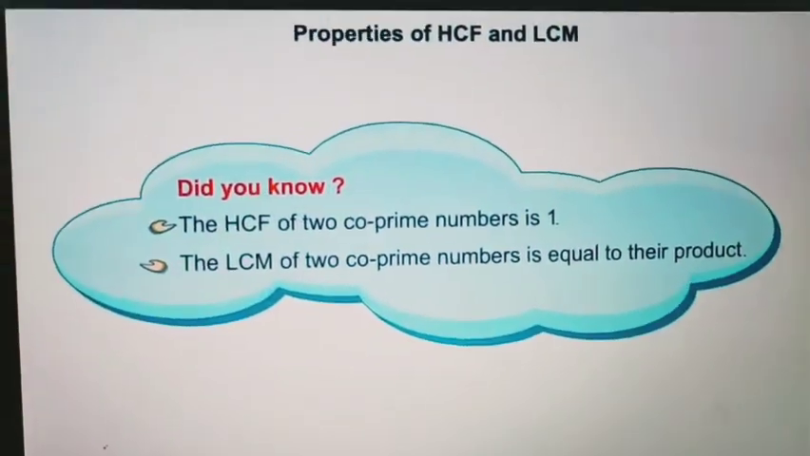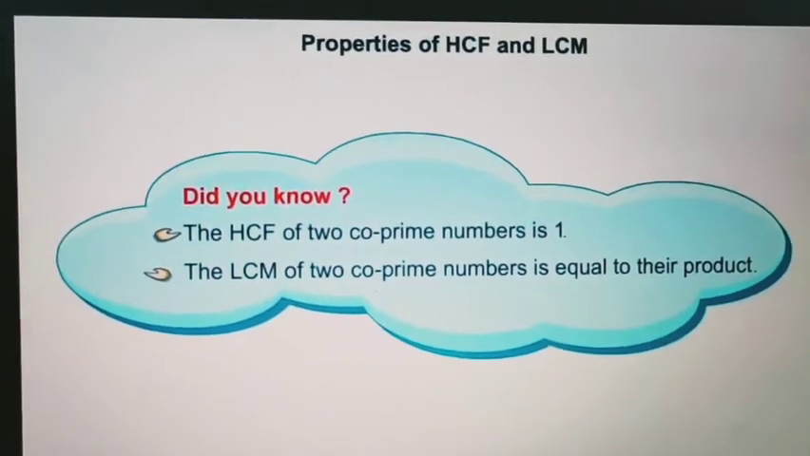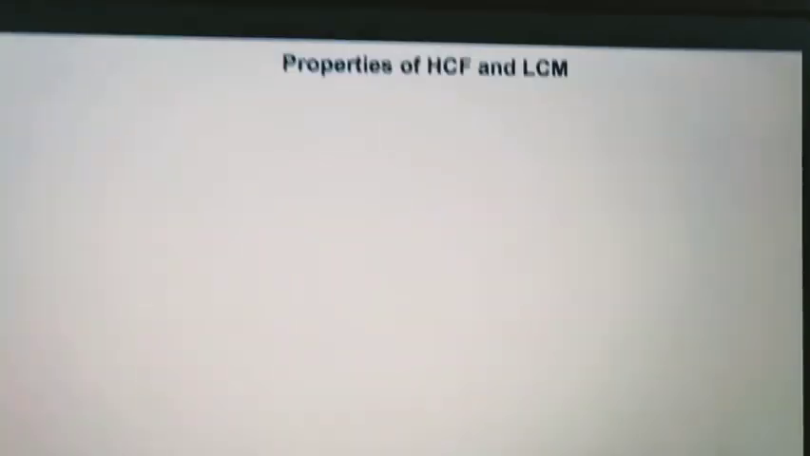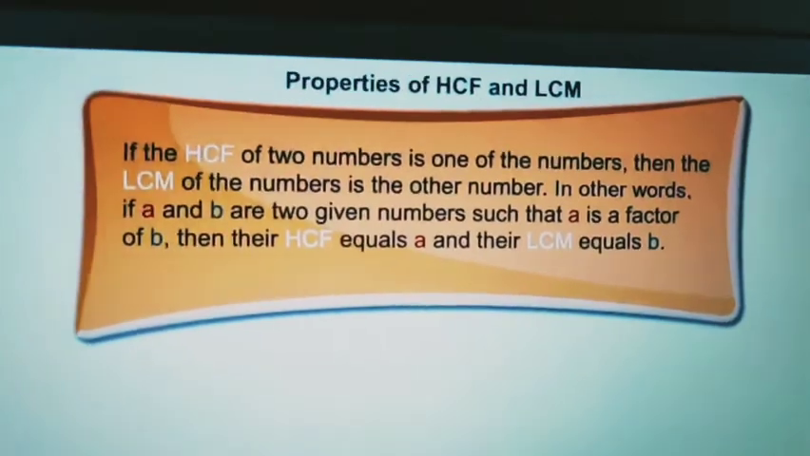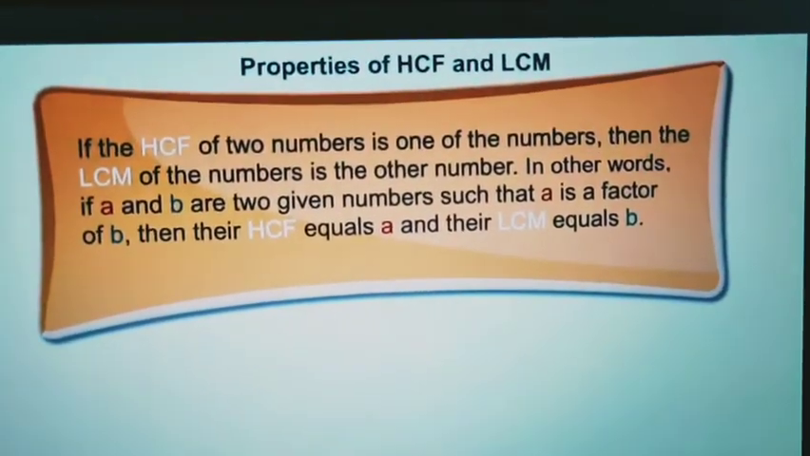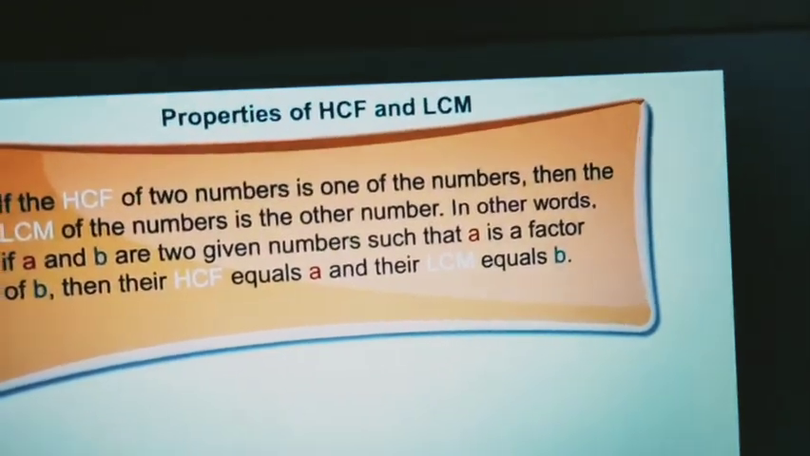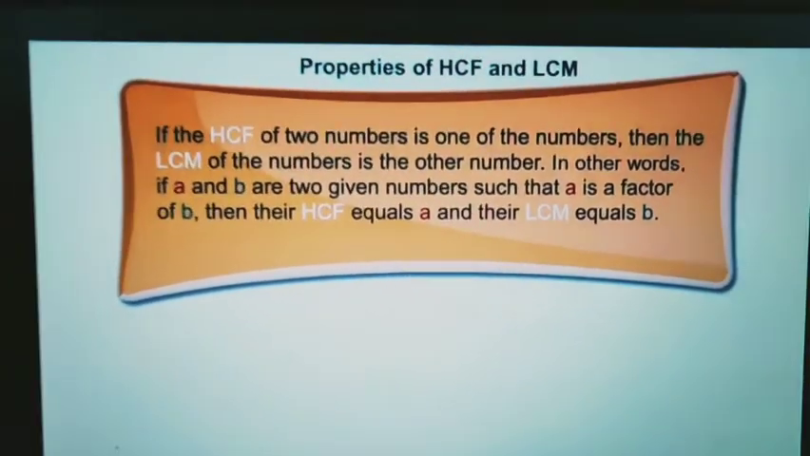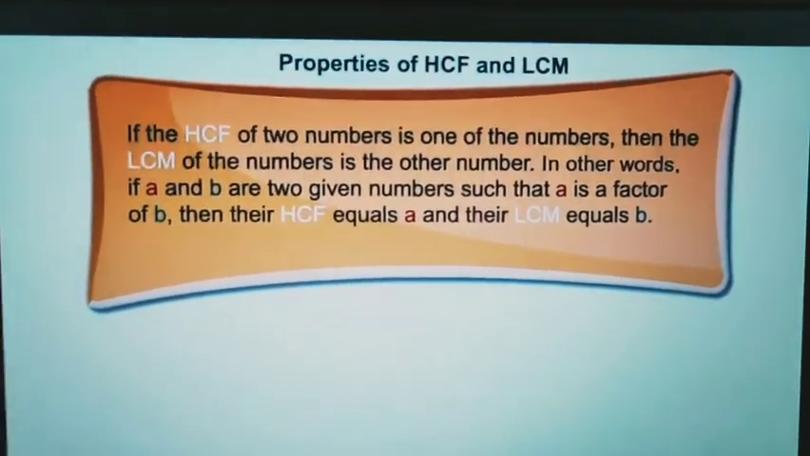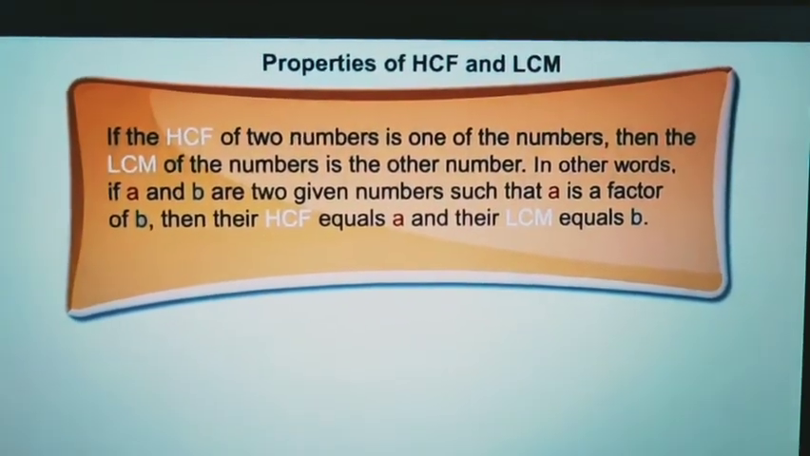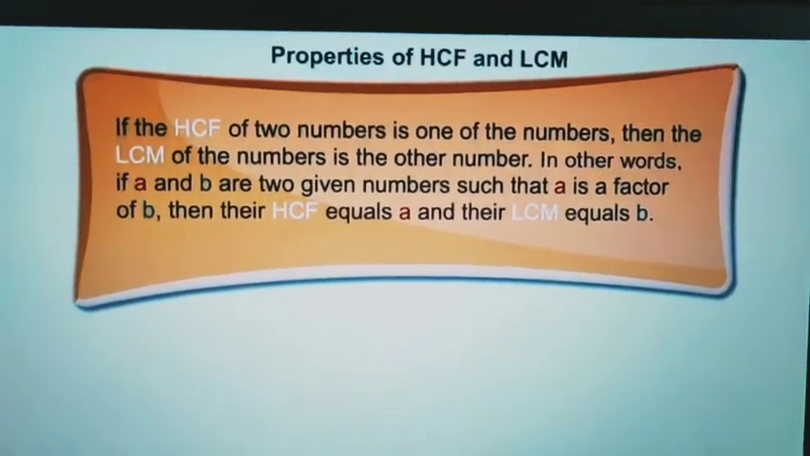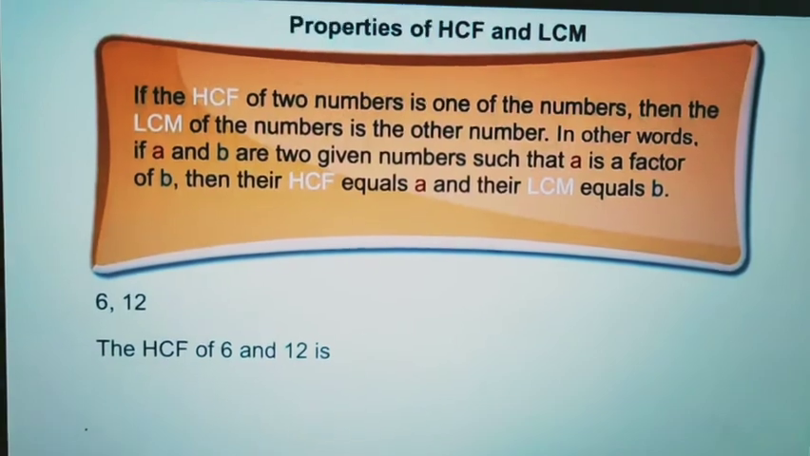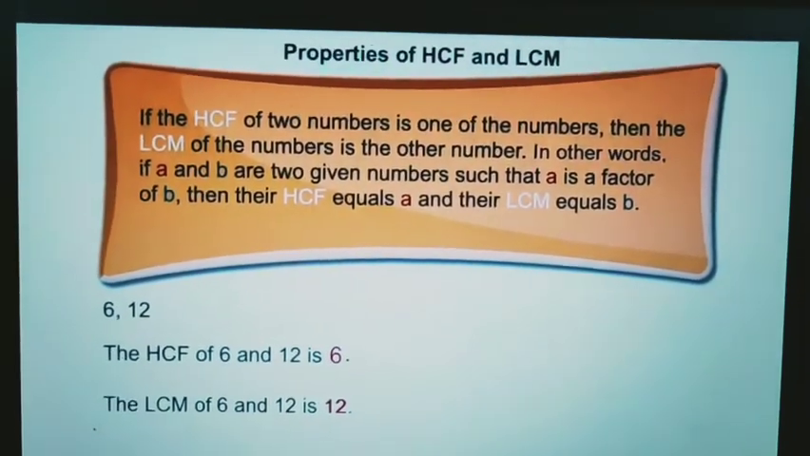Did you know that the HCF of two coprime numbers is 1 and the LCM of two coprime numbers is equal to their product? If the HCF of two numbers is one of the numbers, then the LCM of the numbers is the other number. In other words, if A and B are two given numbers, such that A is a factor of B, then their HCF equals A and their LCM equals B. For example, consider the numbers 6 and 12. The HCF of 6 and 12 is 6 and the LCM of 6 and 12 is 12.